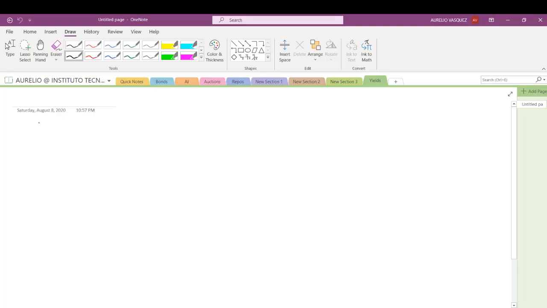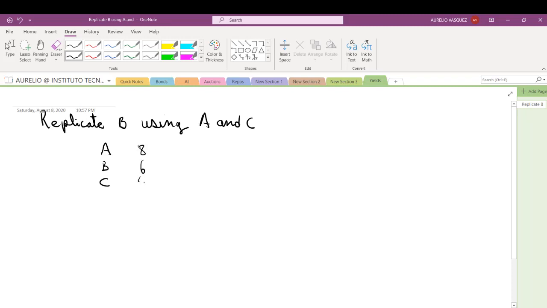So the goal here is to replicate B using A and C. So all the cash flows are A, B, and C. They pay a coupon of 8, 6, and 4. And then the prices are 100, 87.6, and 74.5. And these bonds, from year 1 up to year 10, pay the par value of 100.